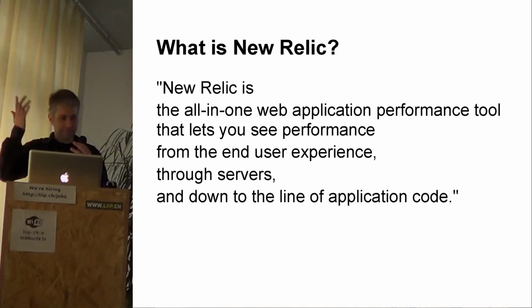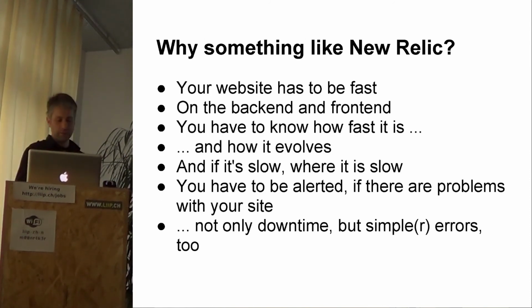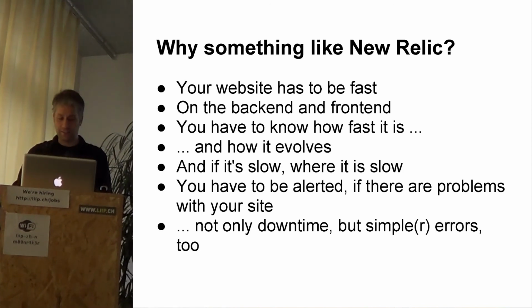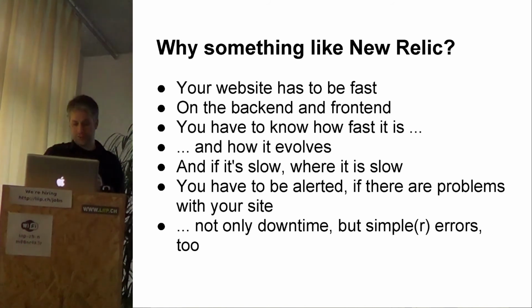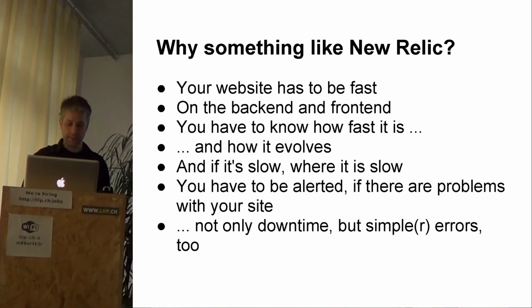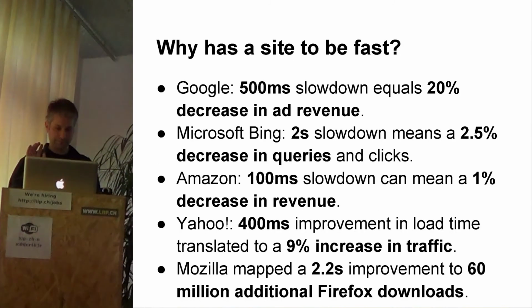So what it does is measure the performance of your web apps. Why do you need that? Your user expects your website to be fast on the back end as on the front end, with all the JavaScript frameworks and everything like that. It's more important to look at the front end as well. You should know how fast your website is and how that evolves over time. And if it's slow, then where it is slow. And yeah, get some alerts if there are problems on your site. That's nice too. And not only if your site is down, but if you have errors somewhere in your code and you get notified by that, that's nice too.